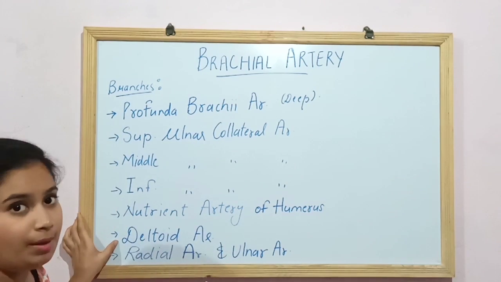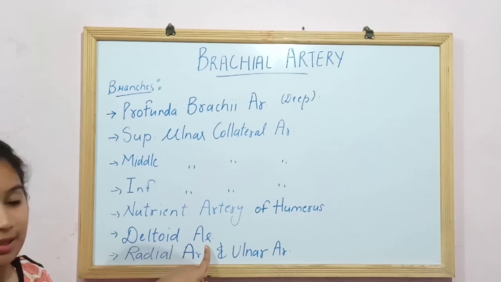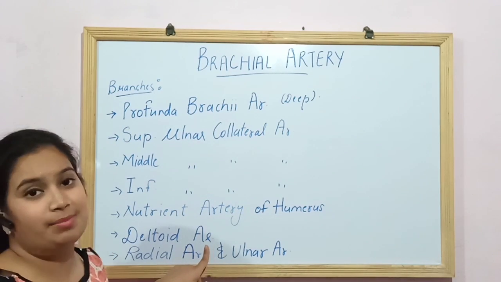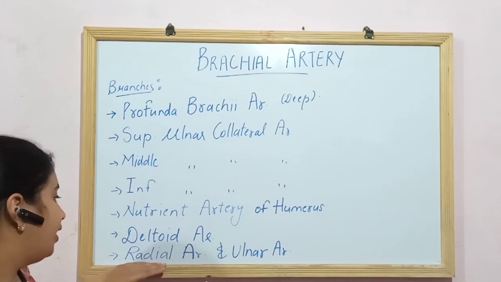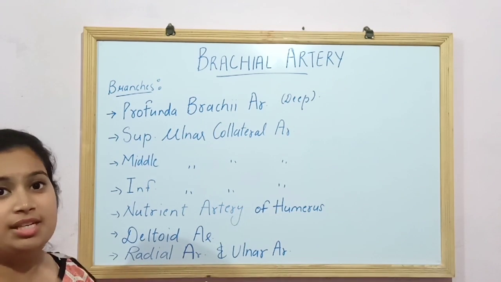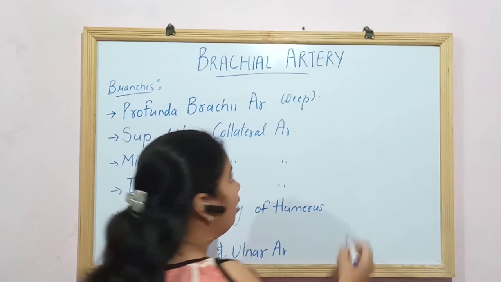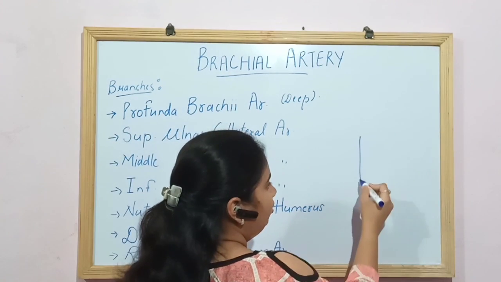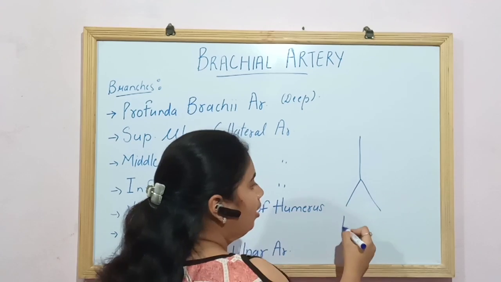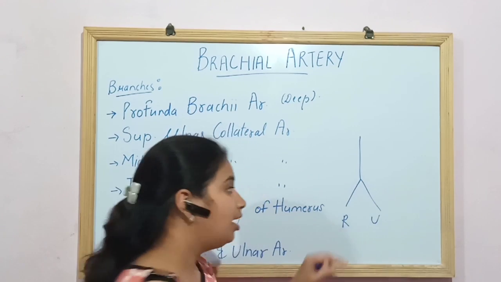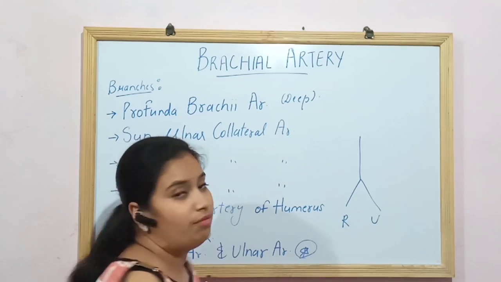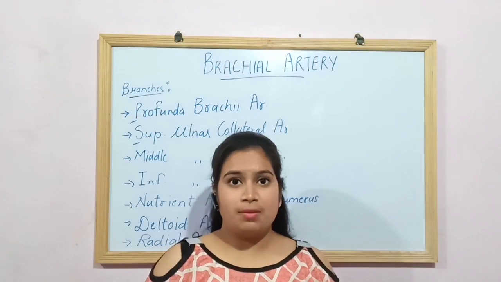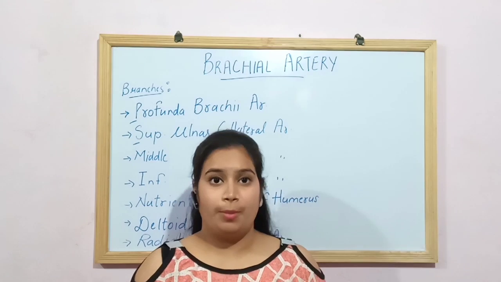Next is the muscular branch, the deltoid artery. Deltoid artery is the muscular branch of the brachial artery. And now these are the radial artery and the ulnar artery. These are the two terminal branches of the brachial artery. The brachial artery bifurcates into two, radial artery and ulnar artery. These terminal branches are very important, usually asked in Viva Voce questions. So this was all the branches of the brachial artery.